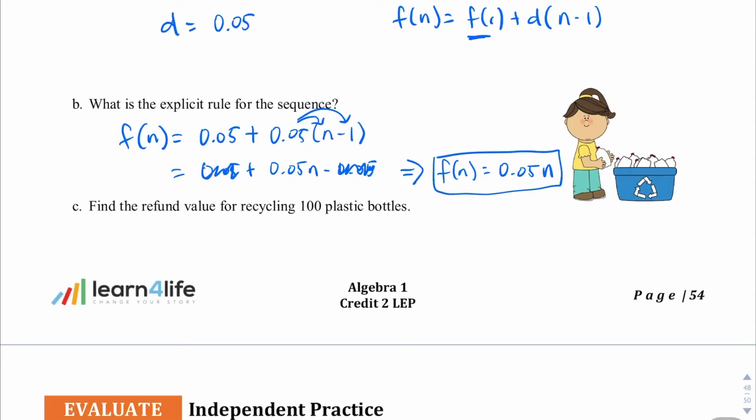Find the refund value of recycling 100 plastic bottles. Well, let's plug it in. f of 100 equals 0.05 times 100. And if we multiply that out, we get $5 to be our answer. The cost of refunding 100 plastic bottles is $5.